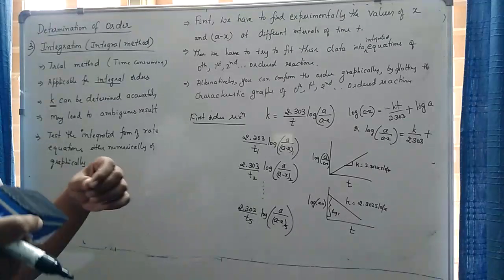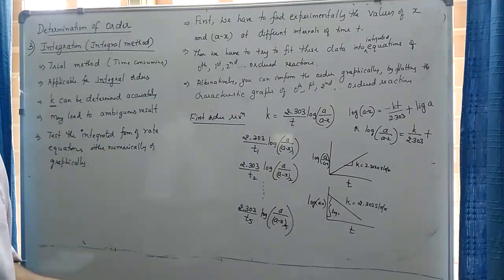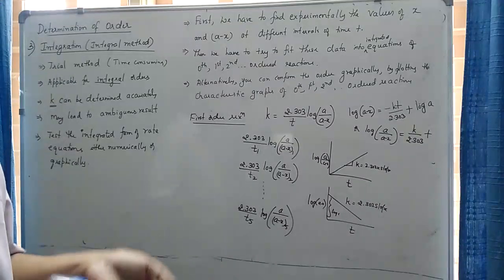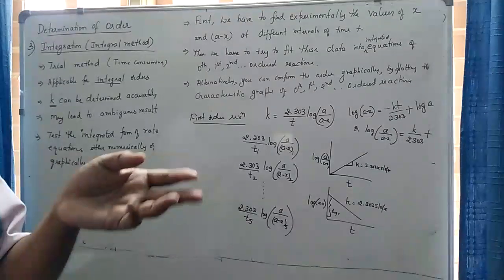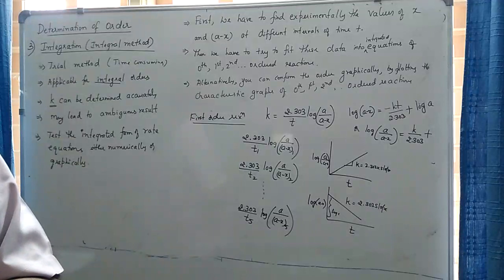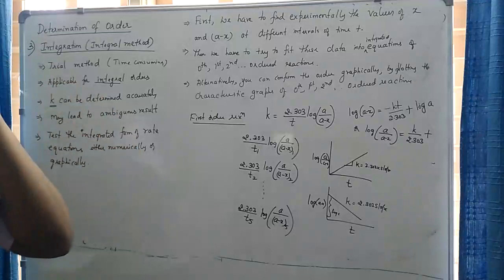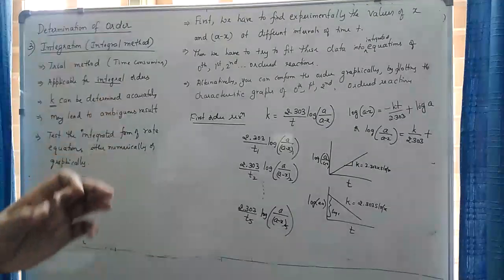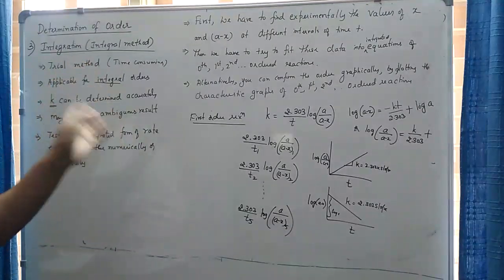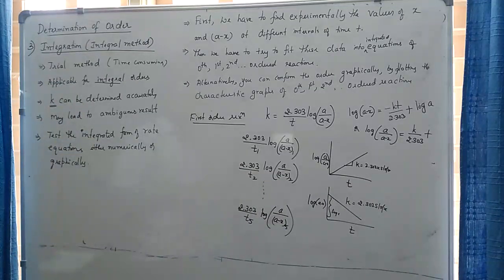First you have to try the zeroth order, you will come to know that it is not valid, then you have to test the first order, then the second order, then the third order reaction. Immediately you cannot test for the third order reaction. So this is a time consuming method. This integration method has its own advantage as well as disadvantage, as I described at the beginning of this topic. So this is about the integration method.